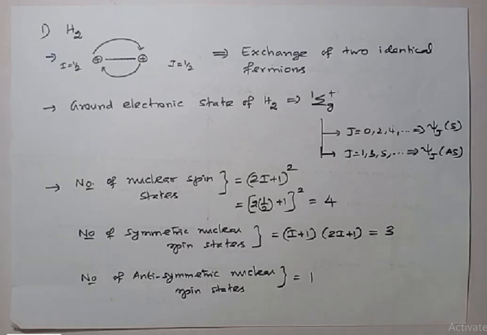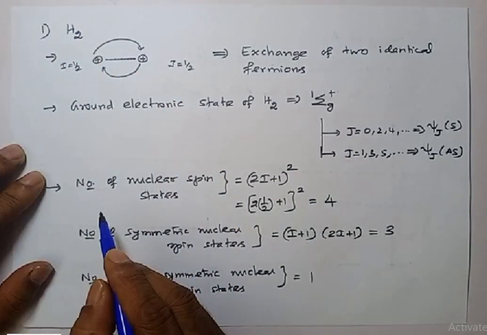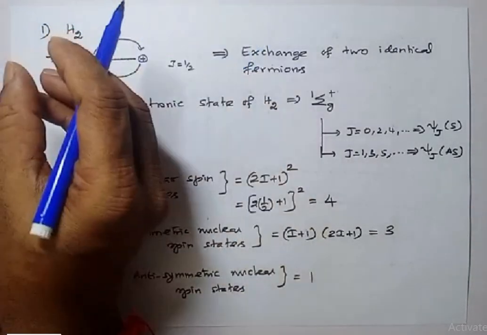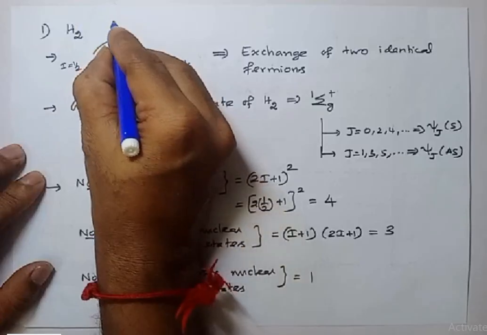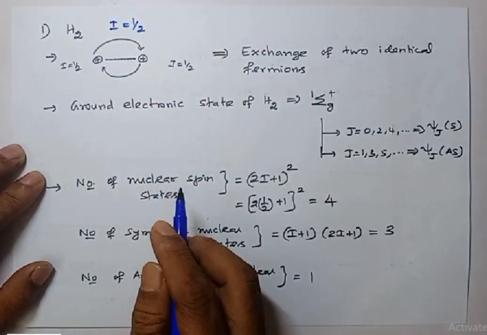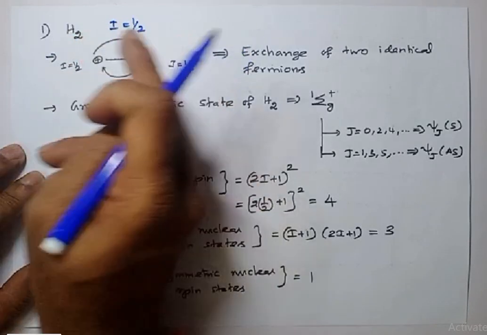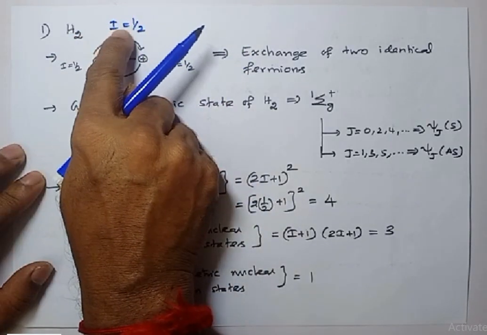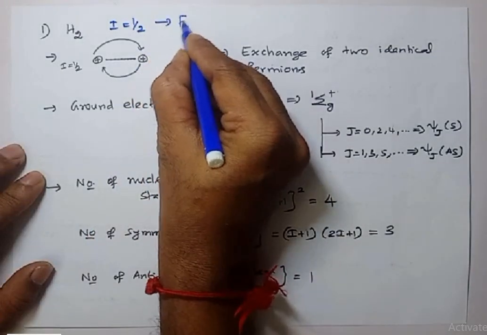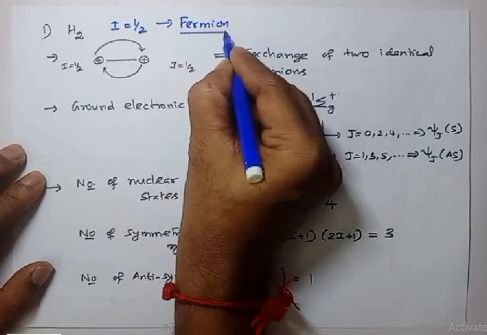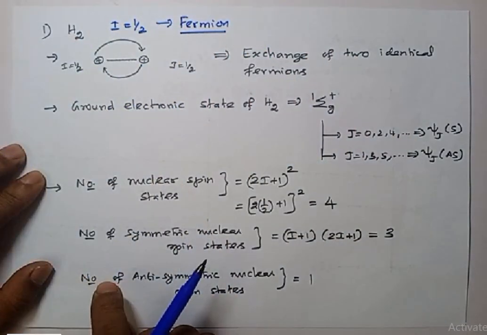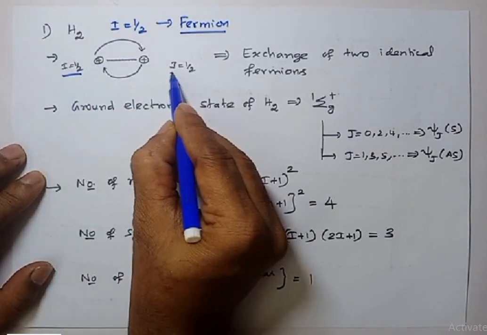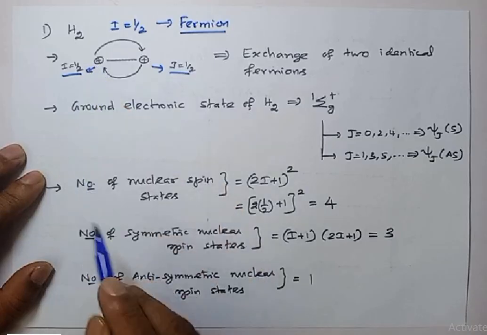Okay, this is our first example, the hydrogen molecule. You know very well, in the hydrogen molecule we have two hydrogen atoms, and each hydrogen atom has a nucleus with I equal to half. Therefore, they are fermions. One nucleus is a fermion, and the other nucleus is also a fermion, because it is a homodiatomic molecule. So I is half for one nucleus and I is half for the other nucleus. Both are identical.